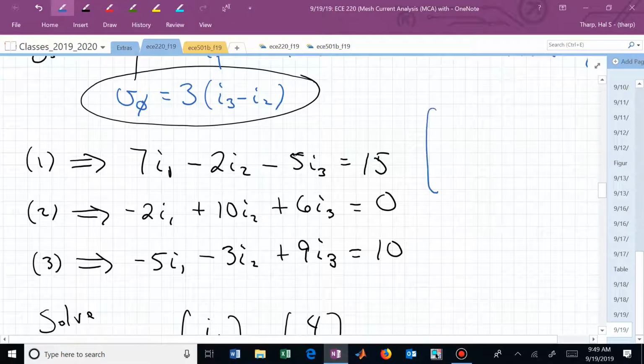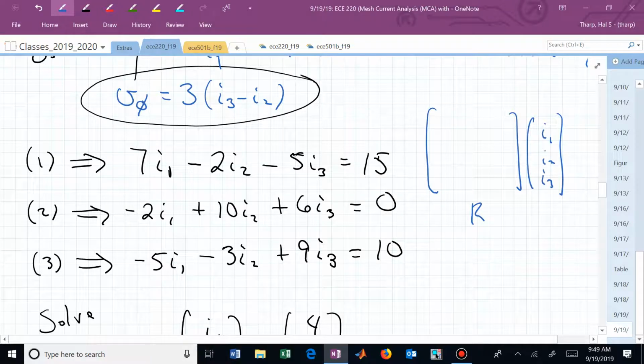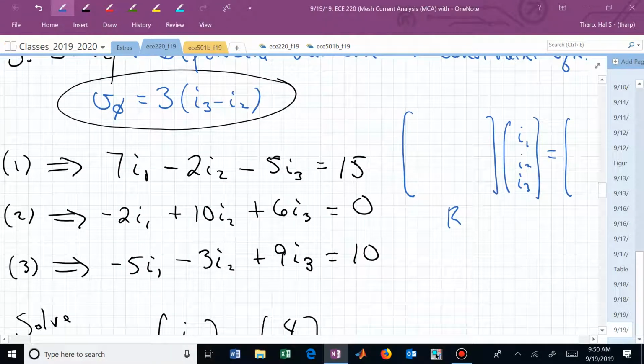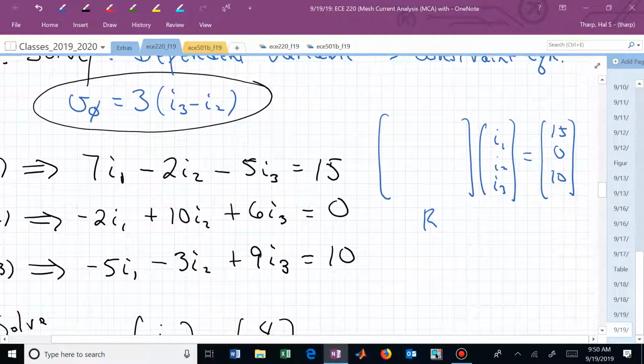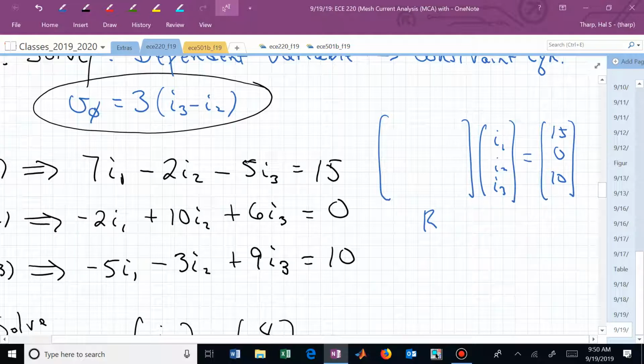This would now be something. This is the R matrix times our unknown currents equaling the right-hand side, which we've now found is 15, 0, 10. Meaning, now, to be compatible, what do we know the dimensions of that R matrix needs to be if it's multiplying a 3 by 1 vector and producing a 3 by 1 vector? What are the dimensions of R?